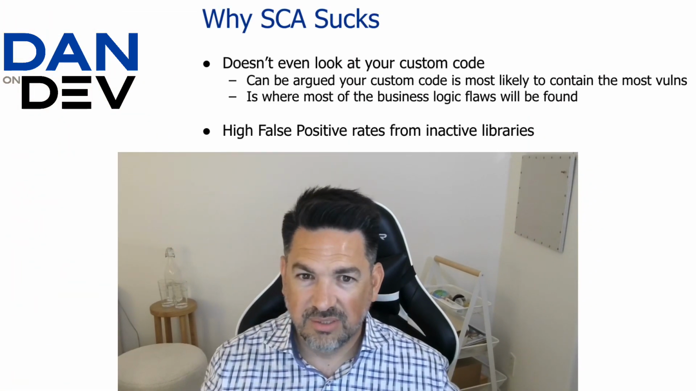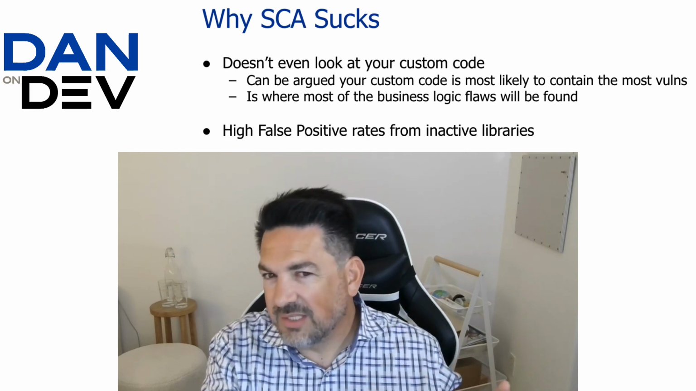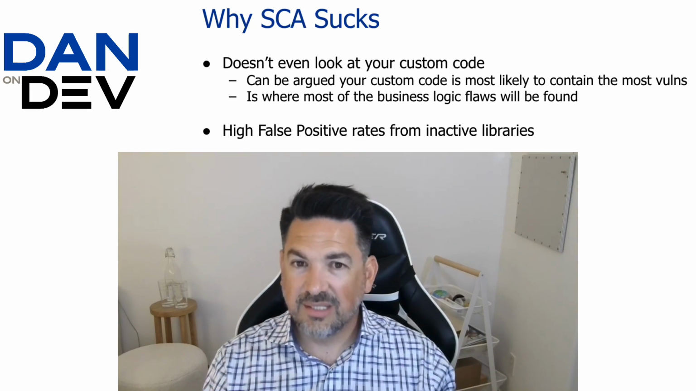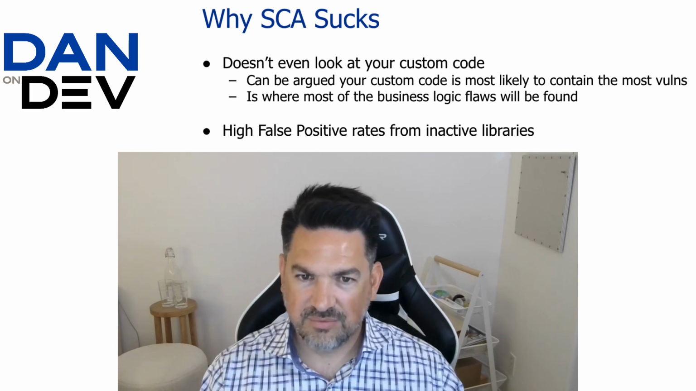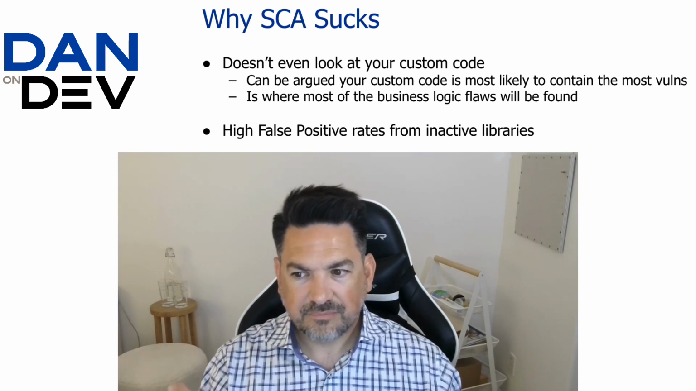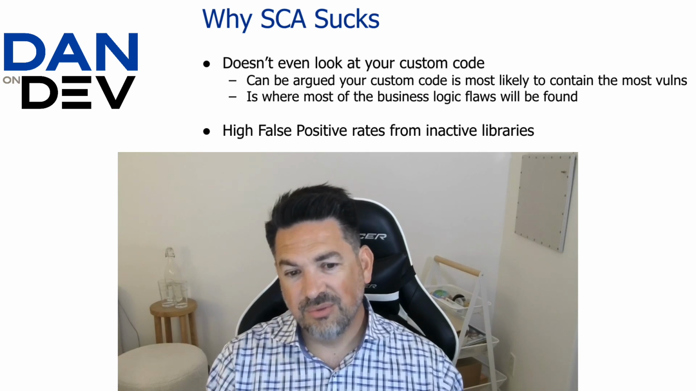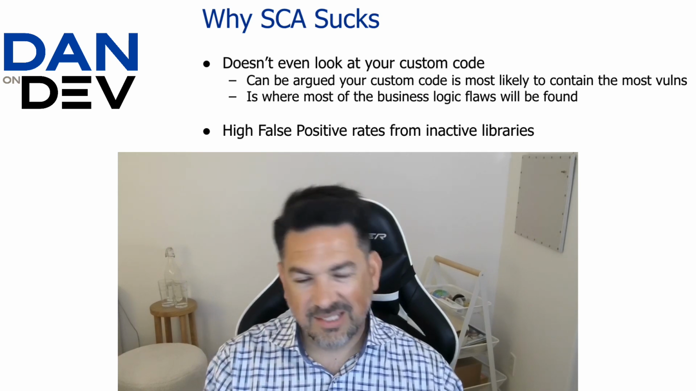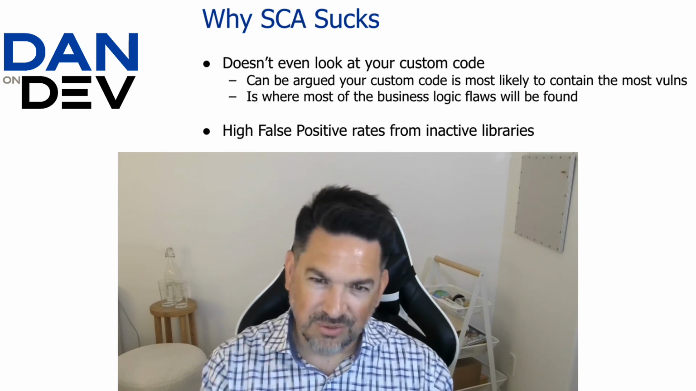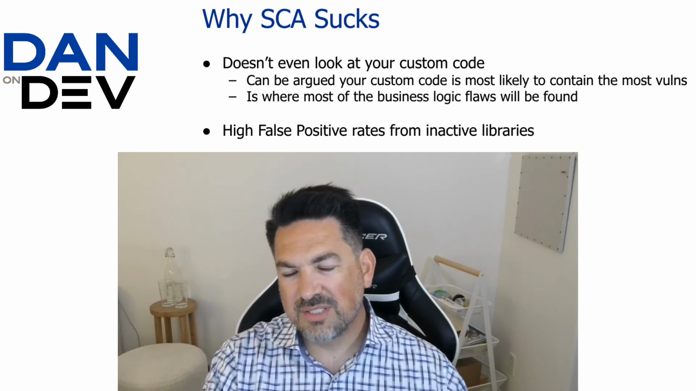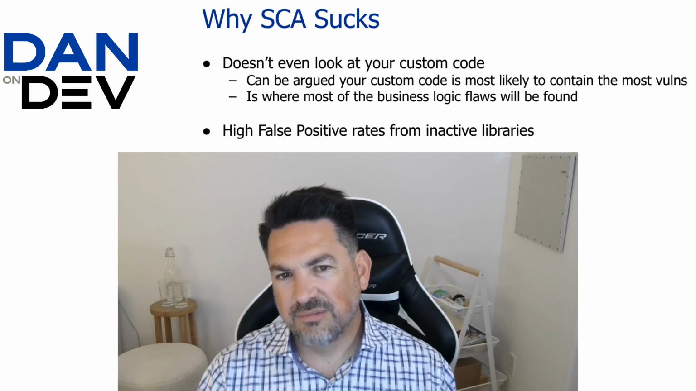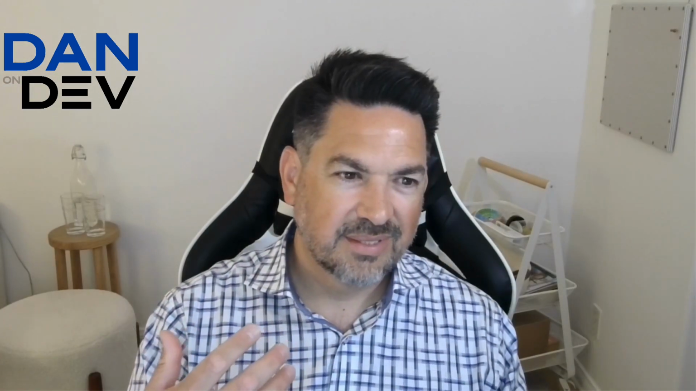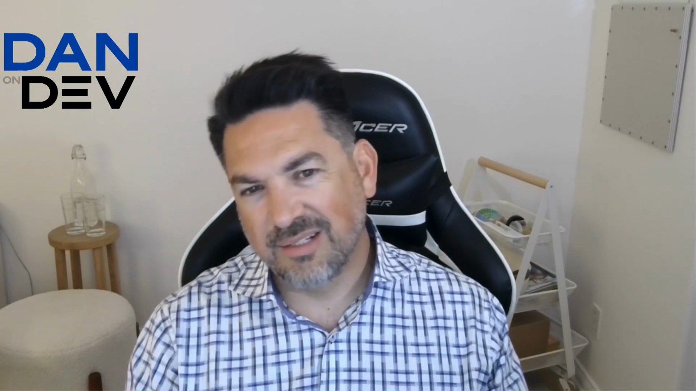But why does it suck? Well, one of the issues is that it doesn't even look at your custom code. It's only looking at the libraries, really. It's only looking at the libraries that you're including to help your code then do the rest of its work. So it doesn't look at it. I would generally argue that your custom code is most likely to contain the most vulns, because a lot of these third-party libraries have at least some level of community monitoring and code review that happens somewhat, okay?